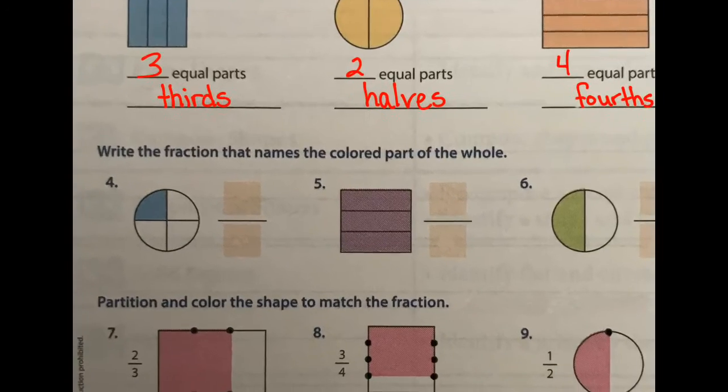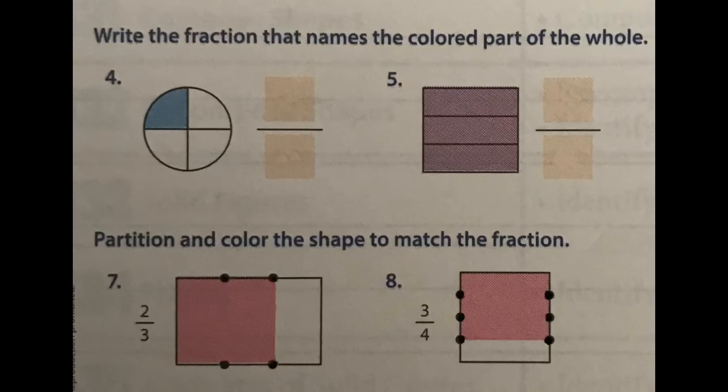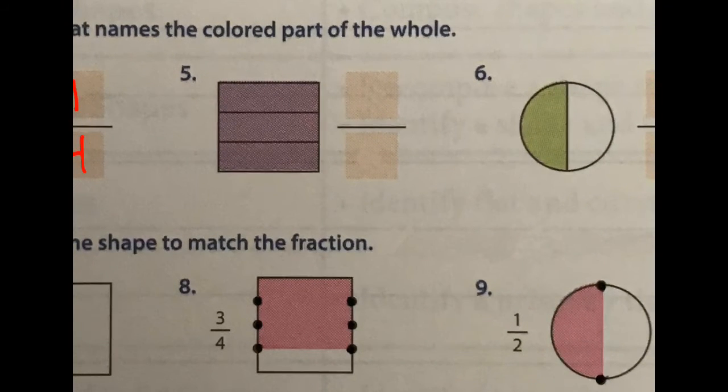All right. So now we're going to write the fraction that names the colored part of the whole. Okay, so how many colored parts do you see? Number 4. Good. 1. Out of how many parts total? 1, 2, 3, 4. So 1 piece out of 4 is colored. All right, let's look at number 5. 3 pieces are colored out of 3 total pieces. Good.